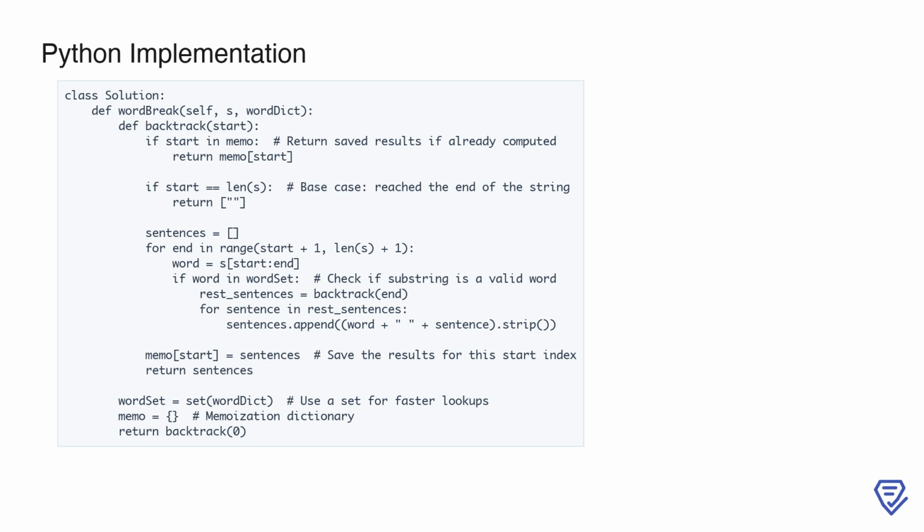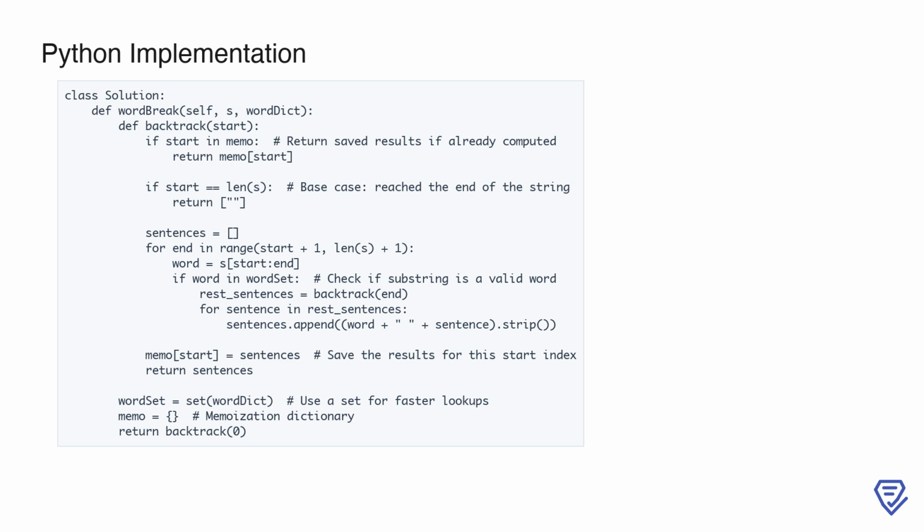6. Memoization. After computing all possible sentences for a given start, the function stores the result in the memo dictionary to ensure that subsequent calls with the same start index are efficient. 7. Return result. Finally, the wordBreak function calls backtrack(0) to initiate the process from the start of the string and returns the list of all valid sentences.